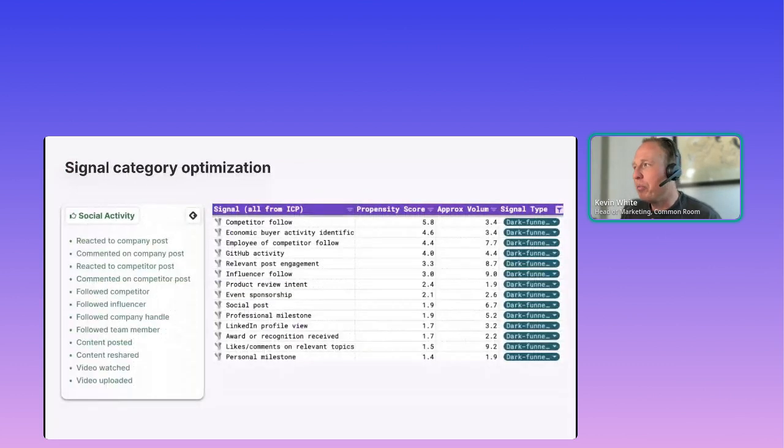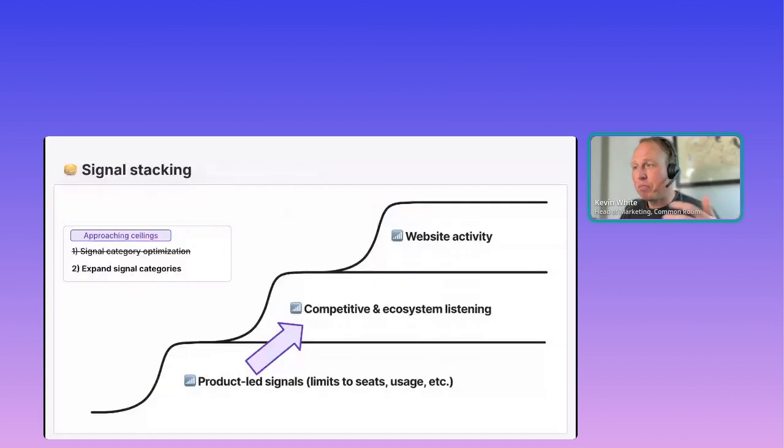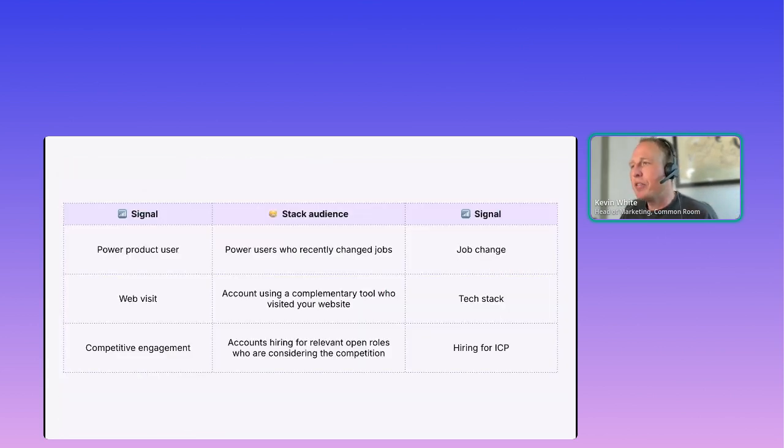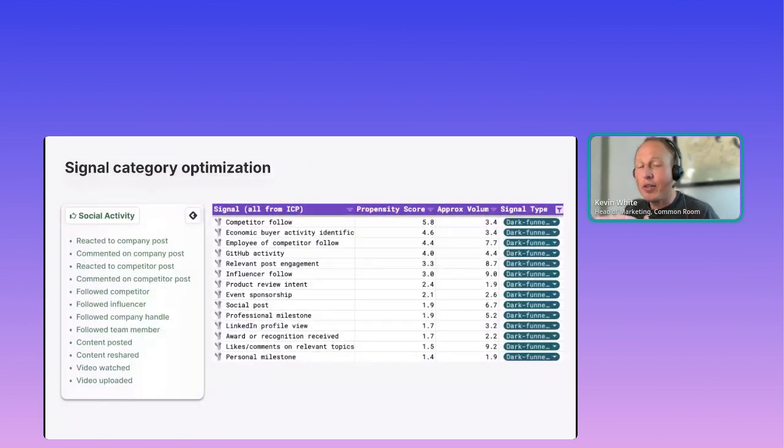An example of that could be dark funnel activity, like activity happening on social or LinkedIn. This is a play that we run at Common Room, and I think a lot of people at RevGenius have seen. So this is an example of, okay, we tapped out our product signals. Now we're going to go to this other category of social signals and do the same process: what's the propensity score? What's the volume? And then go back to this: can we have a faster speed to lead time? Can we make our messaging better? Can we increase the number of touches? Once you start doing those things, it's just rinse and repeat from here.